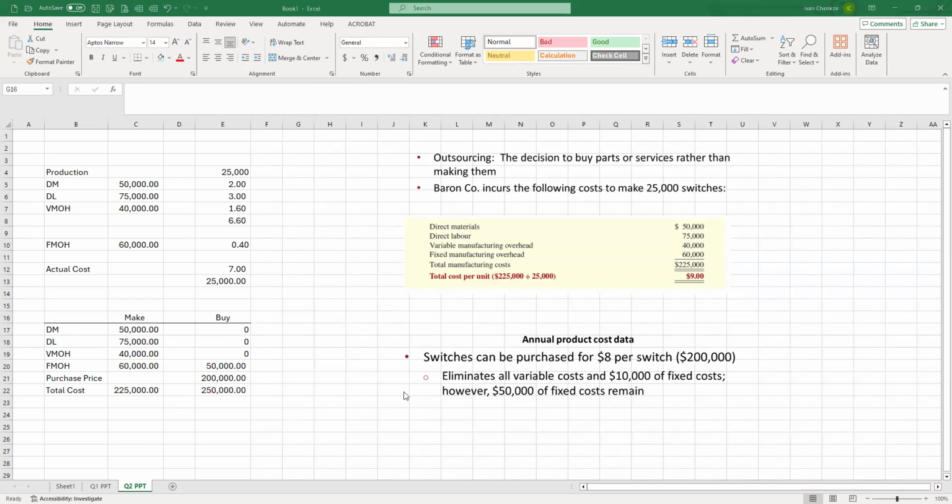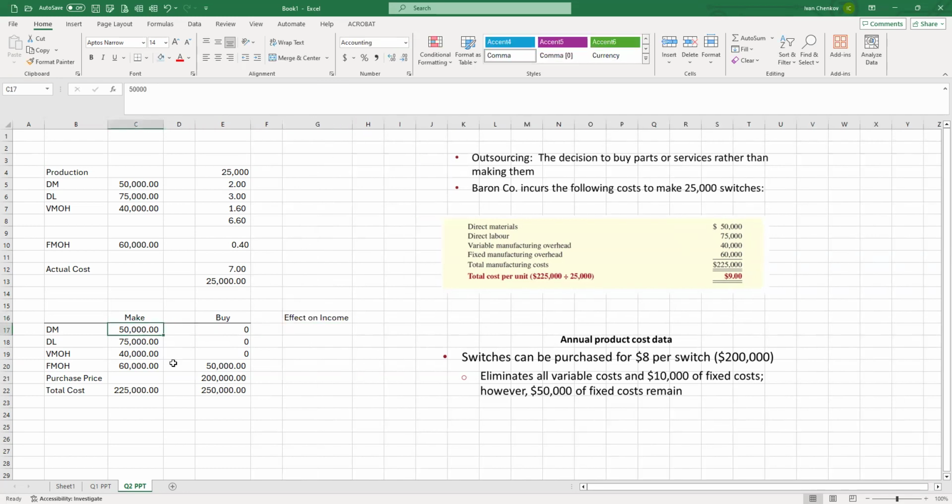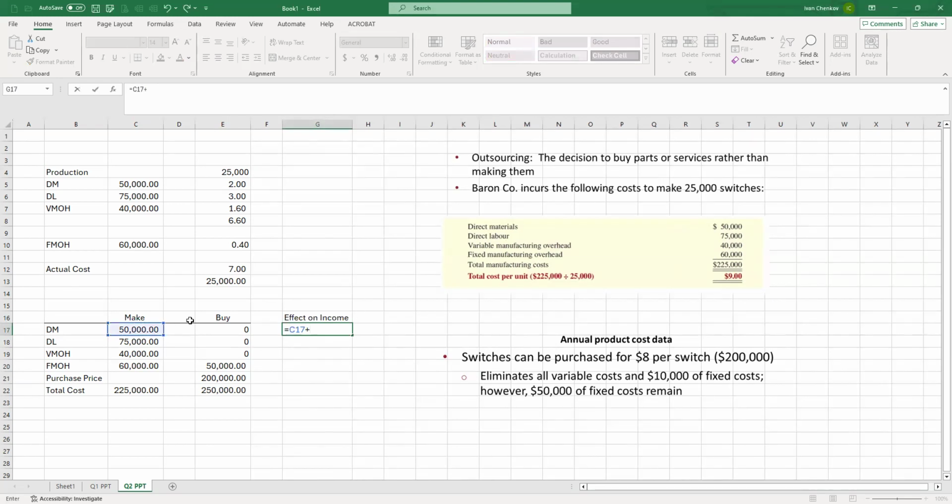25. So the effect on income. What we have to do here, the effect on the income will be equal to this one plus this one? Or this one minus that one? Yes, this one minus that one. It's going to be make minus buy, right? That will be my effect on the income.